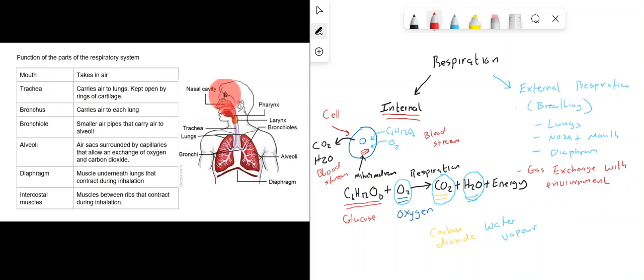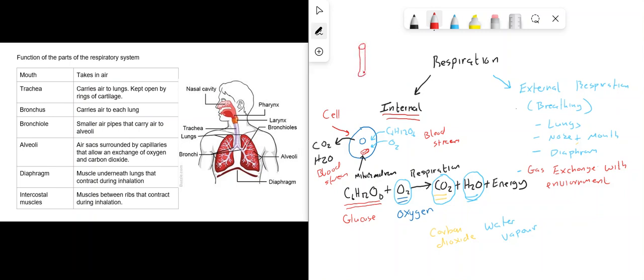The nose, or the nasal cavity, has hairs and mucus, and what that does is filter the air and take out dust and microbes and stop them from getting down into the lungs. Then you have this long tube that goes down to each lung, and that's known as the trachea. The trachea carries air to the lungs and it's kept open by rings of cartilage. Essentially the trachea is this long muscular tube.